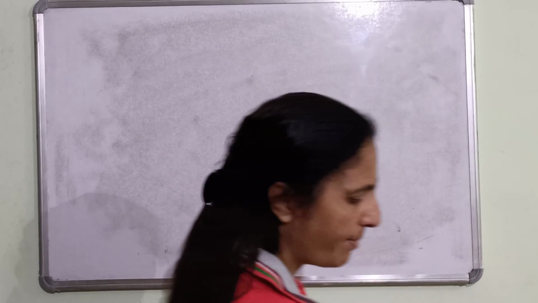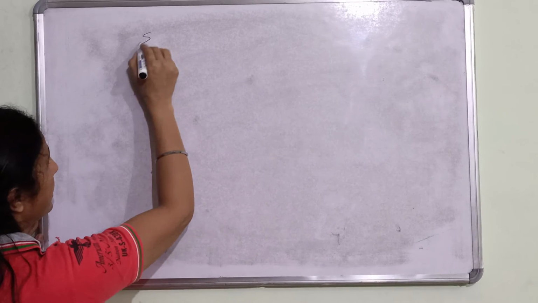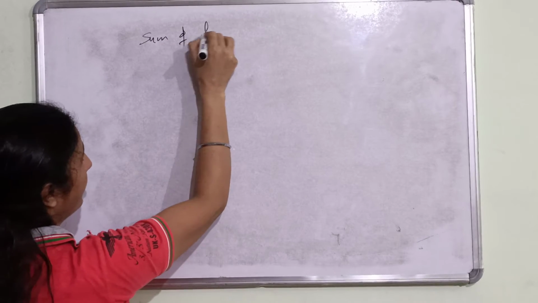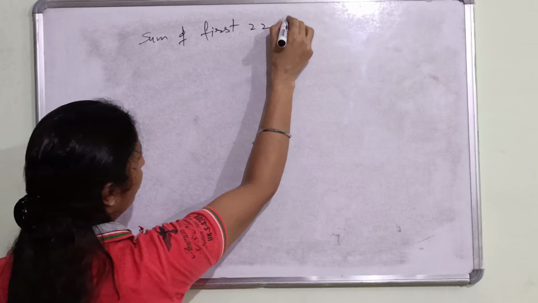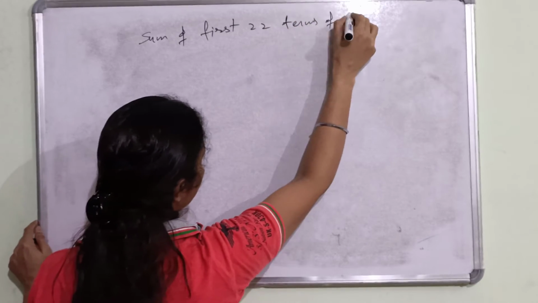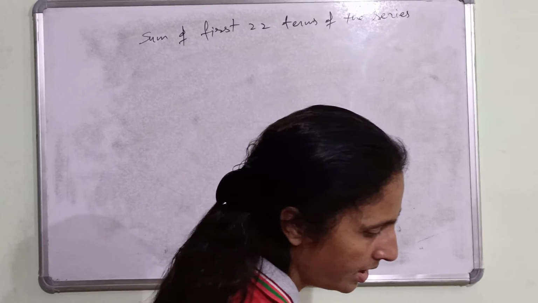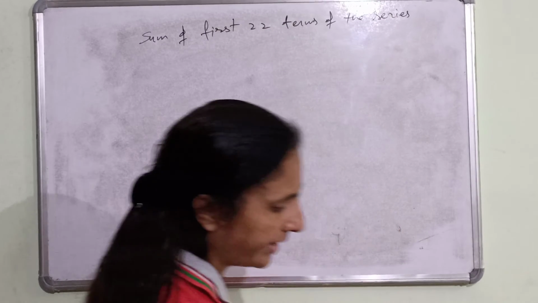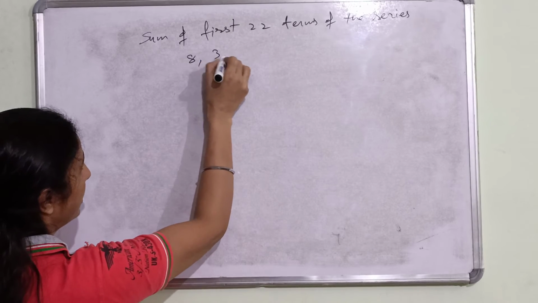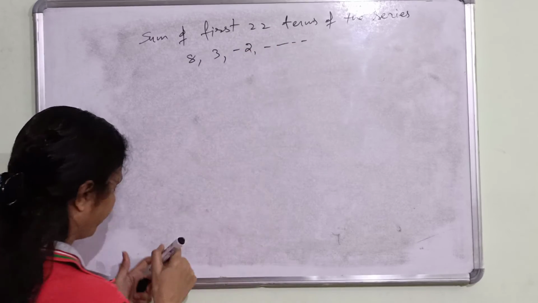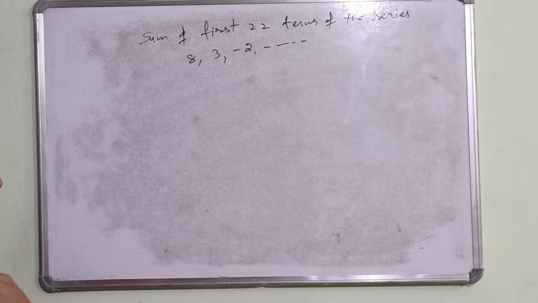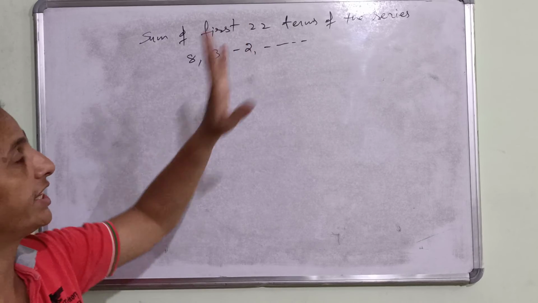Okay, my question is the sum of the first 22 terms of the series. Which series is it? 8, 3, minus 2, and so on, right? We have been given an AP, an arithmetic progression, and we have to find the sum of the first 22 terms.